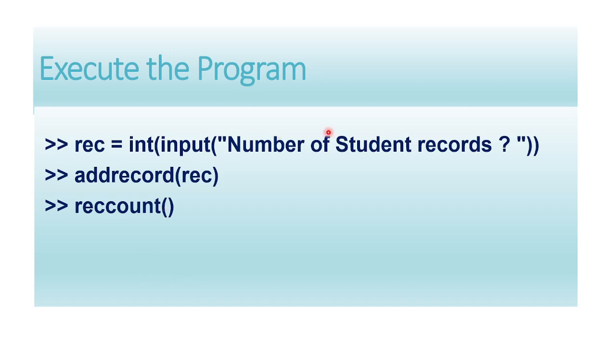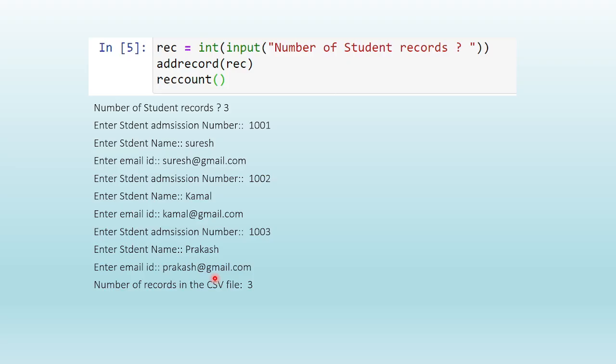First you read the number of student records and convert it to an integer, assign it to a variable rec, then call the add_record function with rec. This will write down all the records in the CSV file, then count the records with rec_count. This is a typical output of the program.